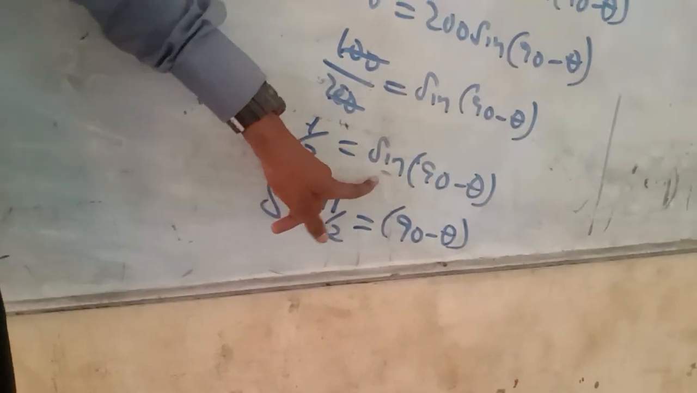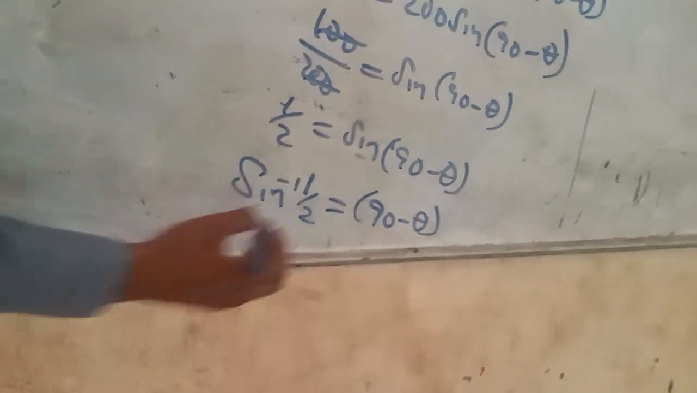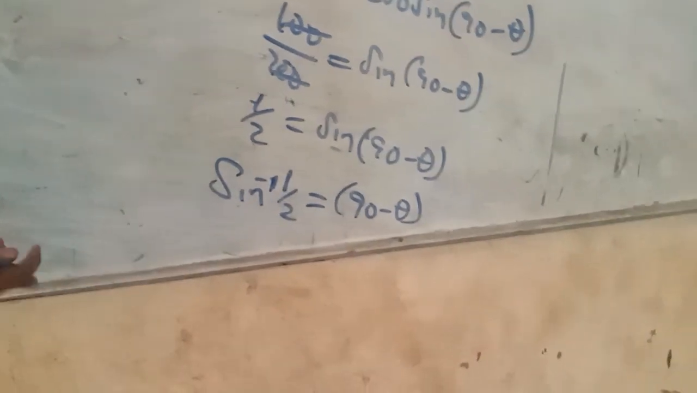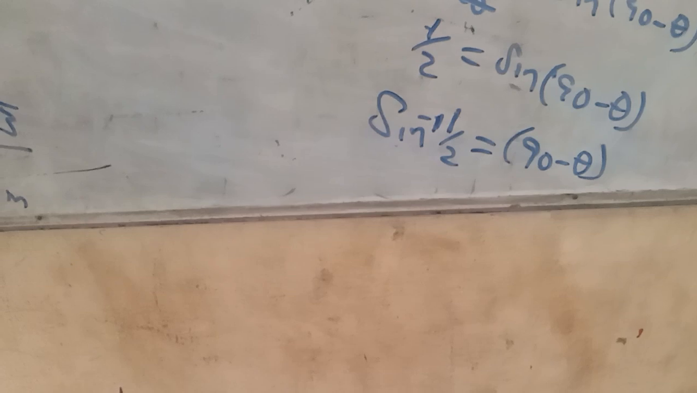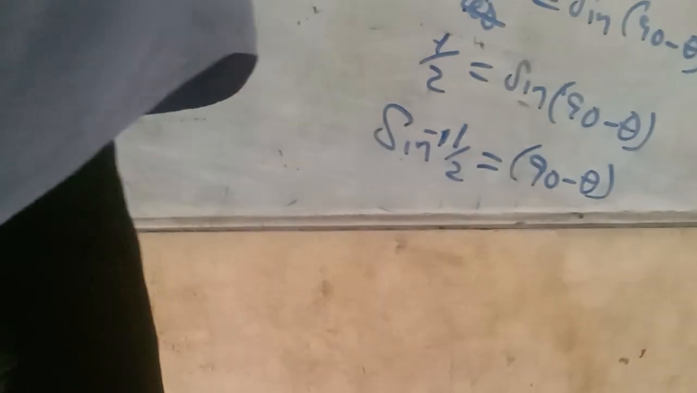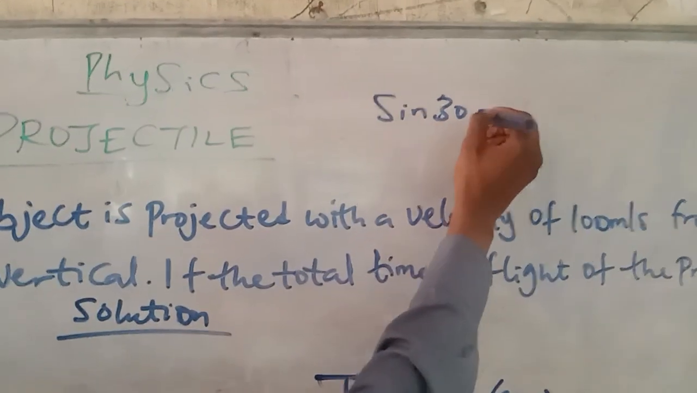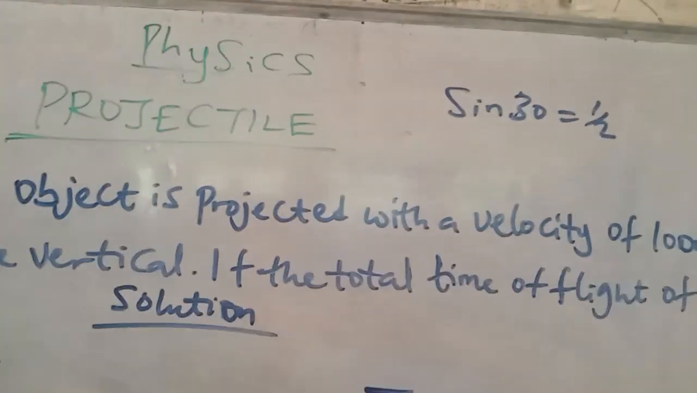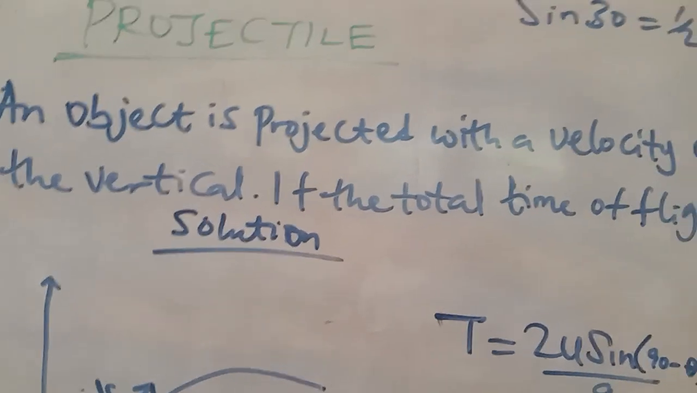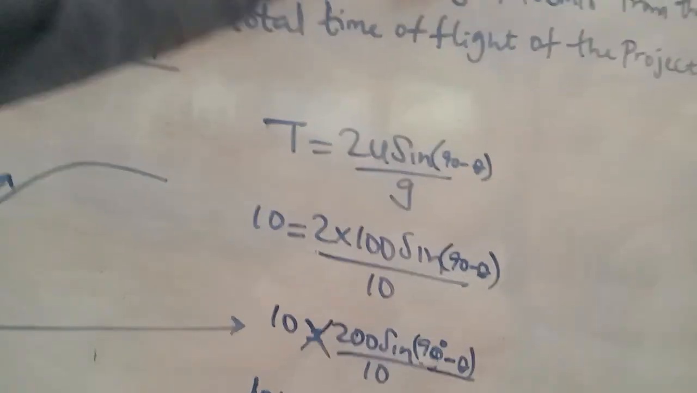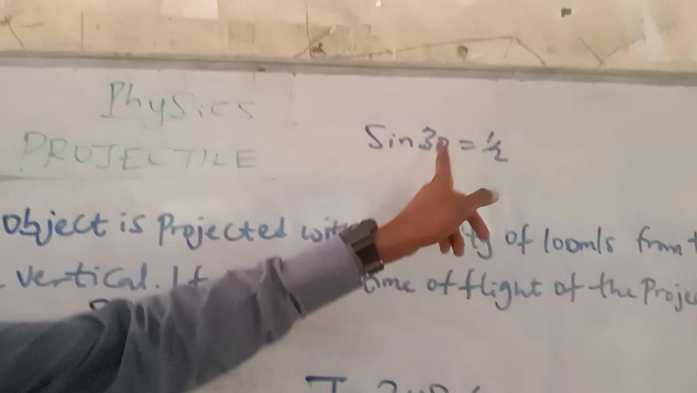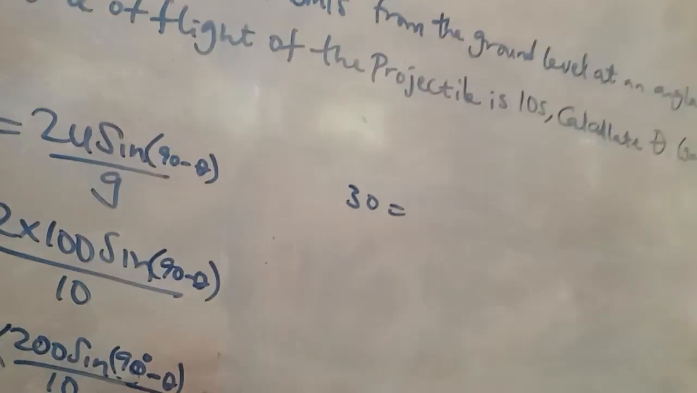Are you getting me? Now our aim is to find this angle of projection. Now what will you do? Find arc sine of both sides. By the time you find arc sine of both sides, you are remaining with arc sine of 1 over 2 equals 90 minus theta. Because by the time you find the arc sine here, we cancel sine. Are you getting me? So we'll be left with, now what is the arc sine of 1 over 2?